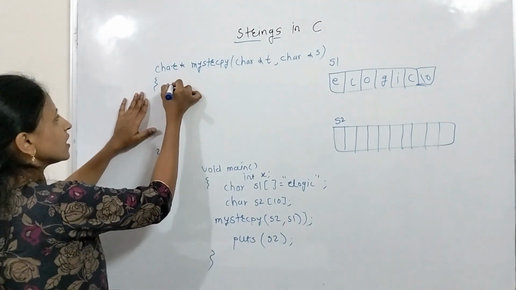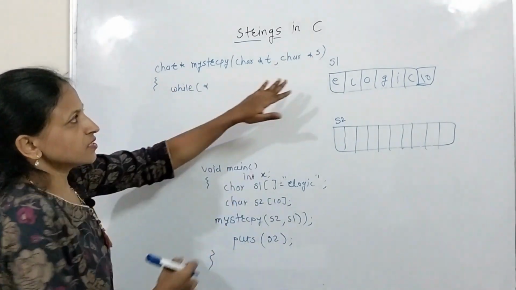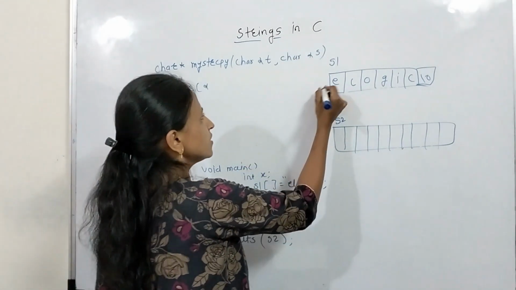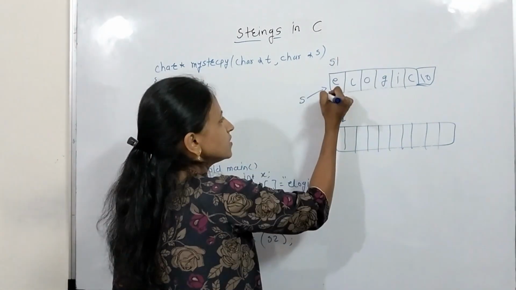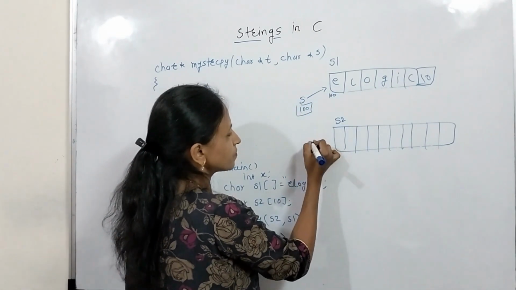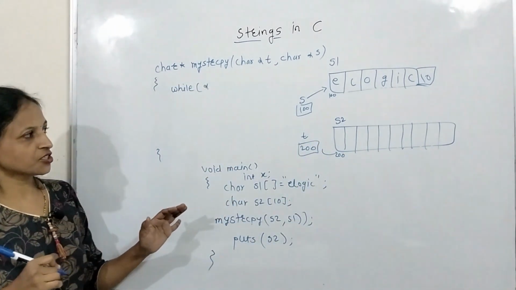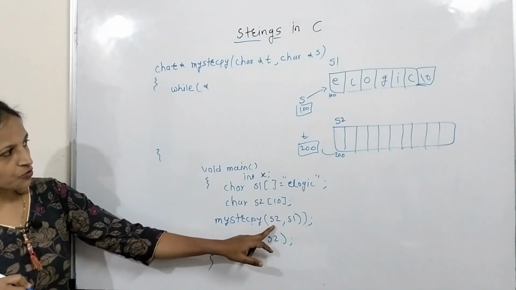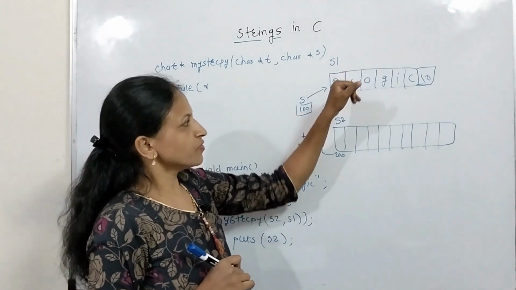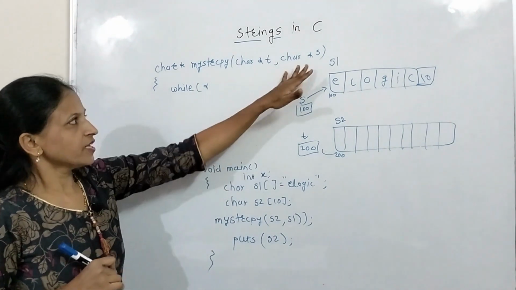Now here we can write like this, while. That s, which is this s1, will hold the base address 100, and here t will hold, let's say, 200. In this way the internal structure will be. Here we are passing first s2, meaning 200 will get stored inside this t. Similarly, s1 we are passing and s1 will hold 100, that will get stored inside this s.